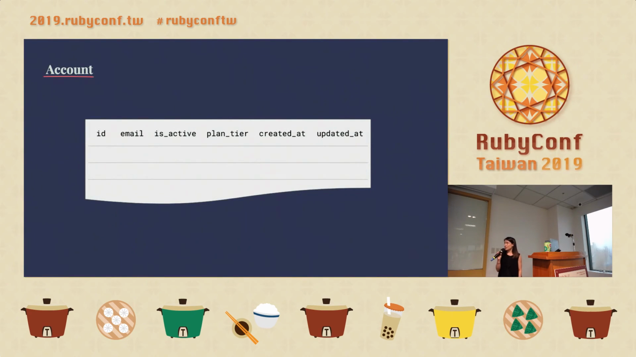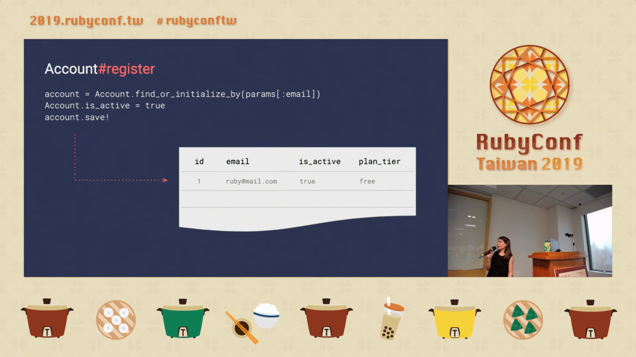Before we get into event sourcing, let's talk about how we typically design our systems using a really simple database-backed web application. We're all pretty familiar with a user account. In our example, our accounts have an email address. We track whether our accounts are active or not. Maybe we have different plan tiers that we offer our users, and we store some timestamps.